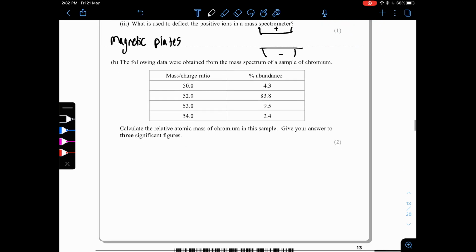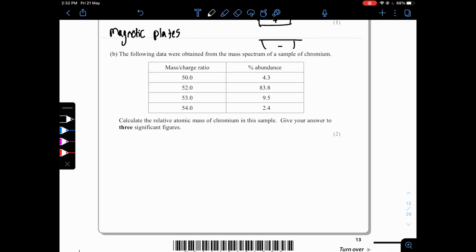Okay. The following data was obtained from the mass spectrum of a sample of chromium. Calculate the relative atomic mass of chromium in this sample. Give your answer to three significant figures. So the three significant figures is very important, so we can remember that for later. So 3SF. Now, what I do with this is I make another column, and I multiply all of these things and add them.